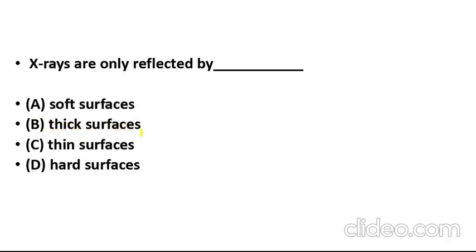So next MCQ. X-rays are only reflected by soft surfaces, thick surfaces, thin surfaces या hard surfaces. So the correct answer is option D, hard surfaces. एक एक्सरे का भी क्वेश्चन आ गया.